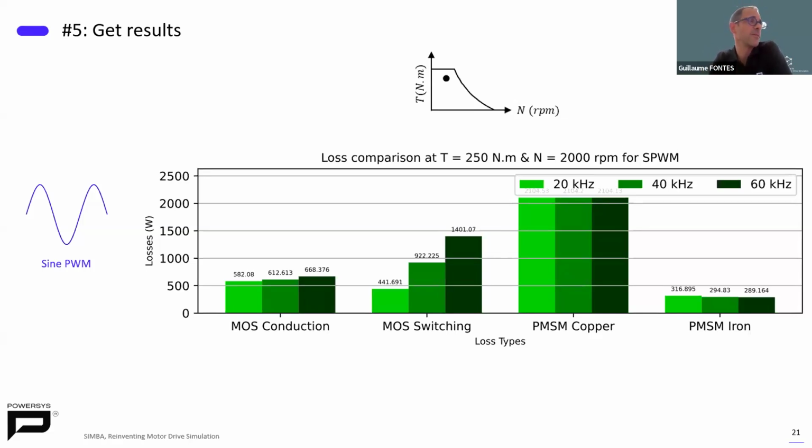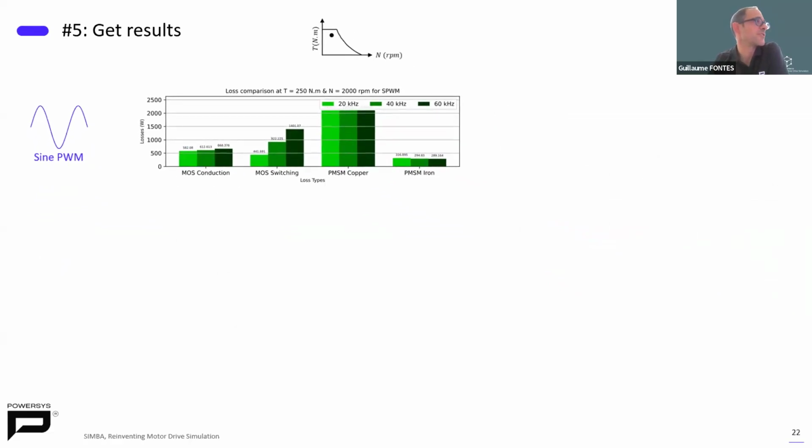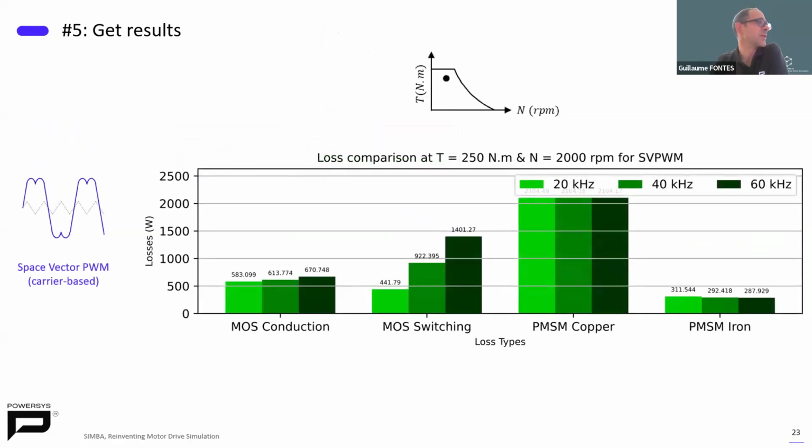So here we can clearly see that the increase of the switching frequency increases the switching losses in the MOSFET. The other losses are more or less constant in this case. We can do the same thing for the other modulation strategy, of course, such as the space vector modulation strategy, which gives more or less the same results. It's actually a little bit better.